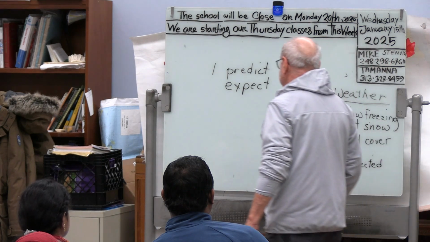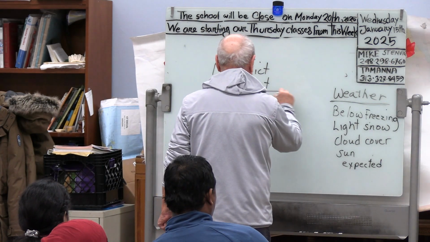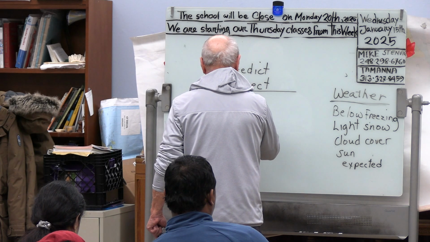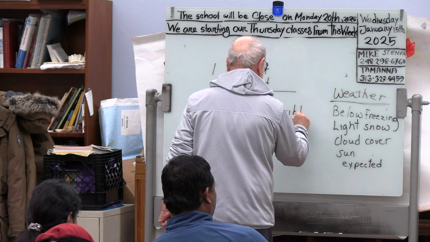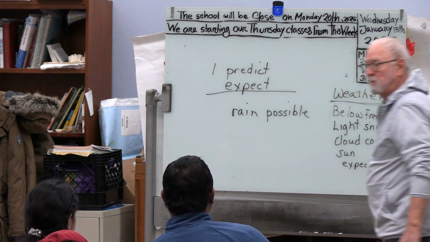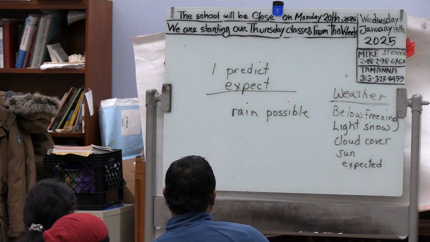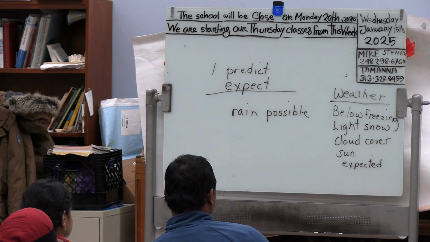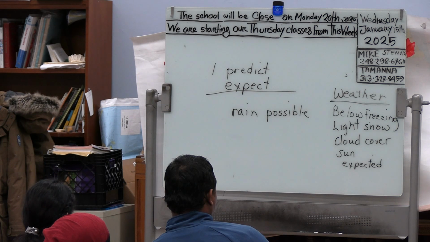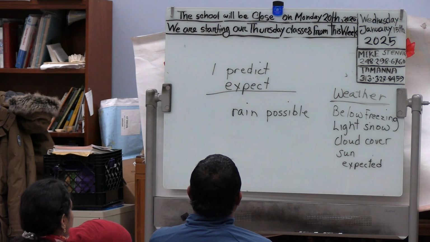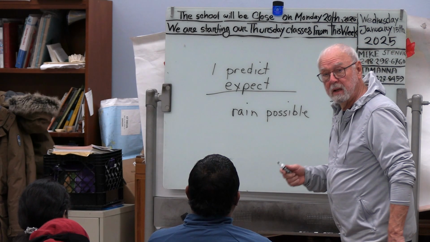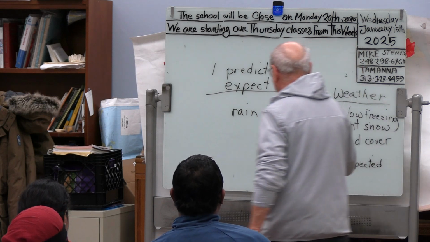Okay. What does this mean? Rain. What does that mean? Rain is water. Well, we know rain. Possible. What does that mean? Maybe yes, maybe no.